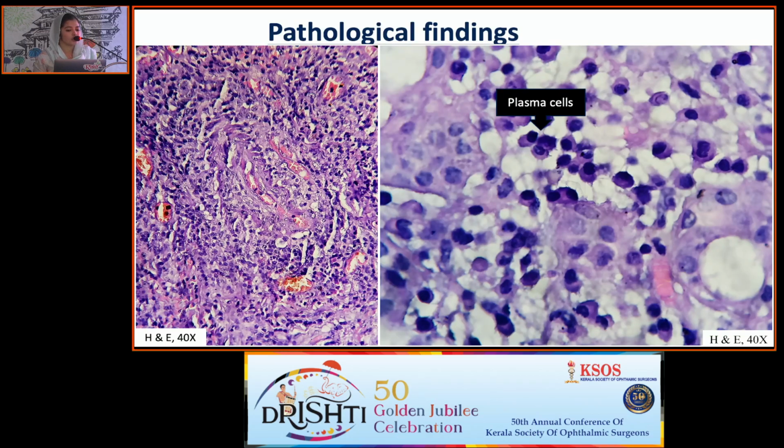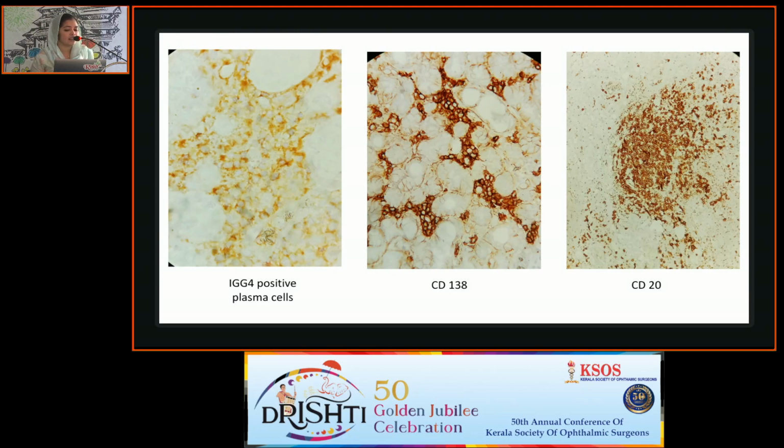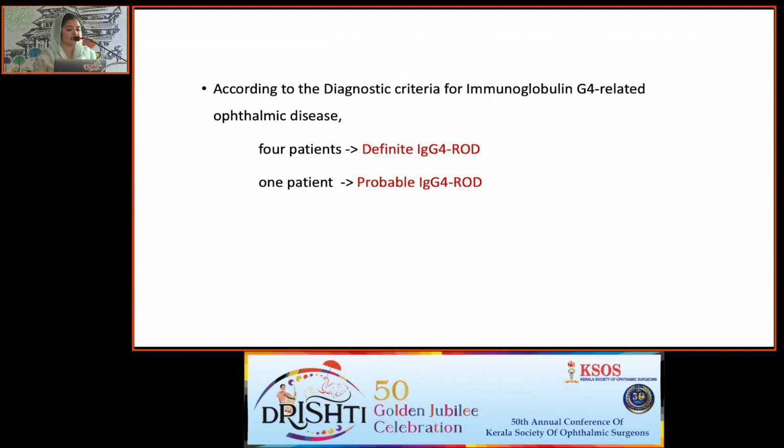Pathological findings. HPE analysis was available in all the 5 patients, and the most prominent features were lymphoplasmacytic infiltrate, eosinophilic infiltrate, storiform fibrosis, and perivascular inflammation. IHC for IgG4 positive plasma cells was performed in all the cases and was consistent with IgG4 related disease. CD3 and CD20 markers were also positive. According to the diagnostic criteria for immunoglobulin G4 related ophthalmic disease, 4 patients were classified into the definite category and 1 patient was classified into probable IgG4 related ophthalmic disease.